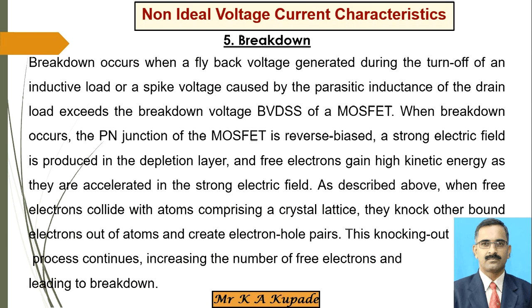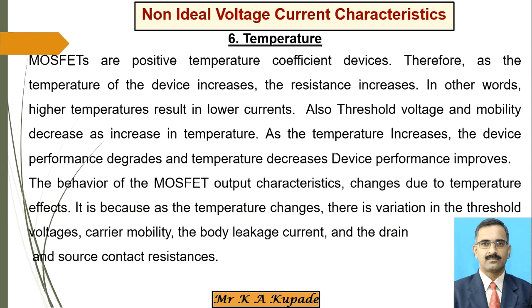Due to that, the strong depletion layer is increased, and the free electrons gain kinetic energy and collide, knocking other bound electrons out, and electron-hole pairs are created. This knocking out process continues, increasing the free electrons, and this leads to the breakdown. That is the breakdown effect, which is considered under the non-ideal voltage situation.